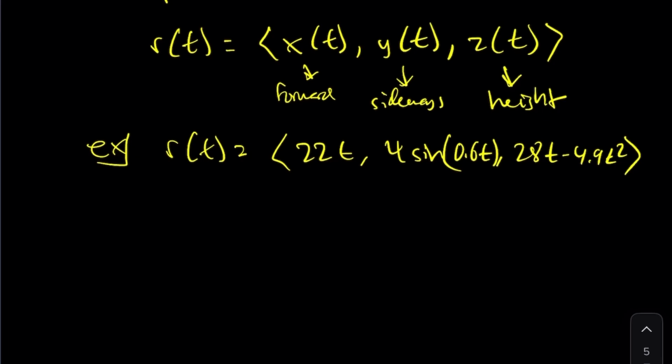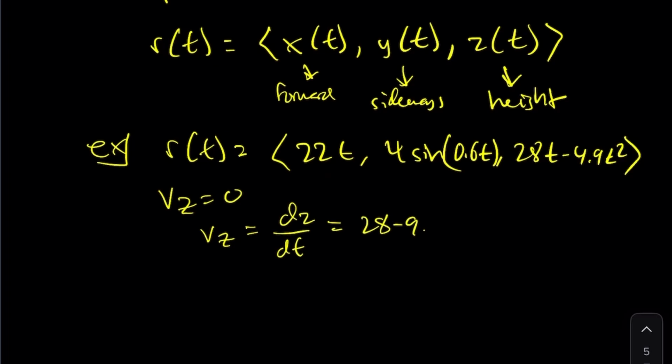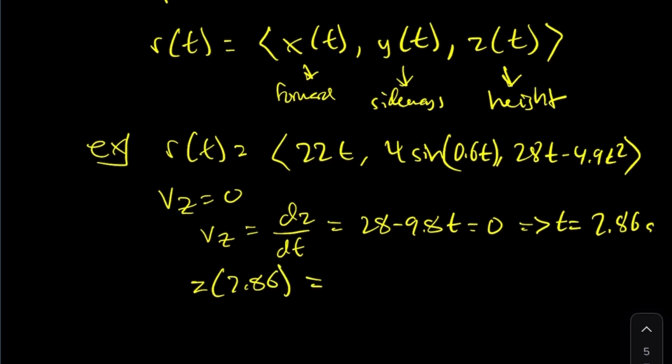So if we want to compare it to other functions or see it on a graph, we can also find the maximum height by knowing it's when v_z equals 0. And v_z, the velocity in z, would be the derivative of the position, so dz/dt, which equals 28 minus 9.8t. If we set that equal to 0, we get t equals 2.86 seconds.